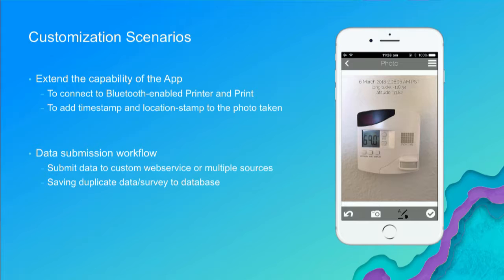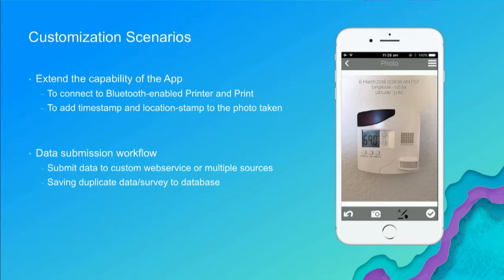Also, another workflow is about data submission. Many of you also want to do, for example, when you submit a survey, it will be recorded into the feature service. But what if you want to have a duplicate record that's also stored in your database, your SQL Server? Or maybe you want to call your own custom web service to do certain custom logic for the organization. You can do that as well by customizing the Survey123.